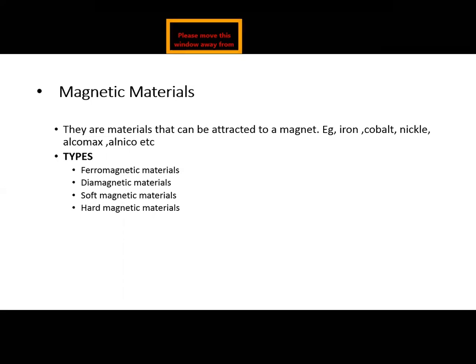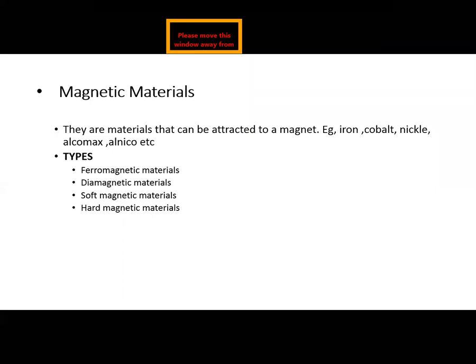Can you tell the house what you know about soft magnetic materials? Soft magnetic materials, as the name implies, soft. That means they are materials that can lose their magnetism very easily. The materials that can lose their magnetism very easily.